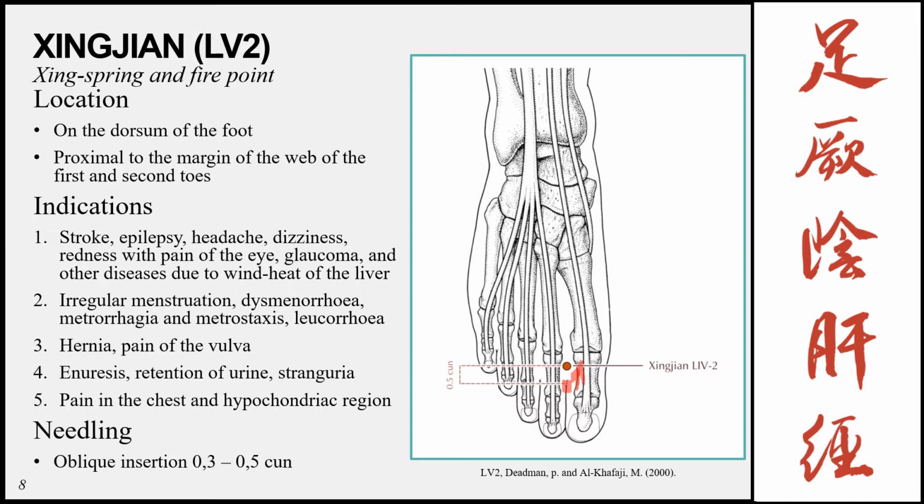XINGJIAN can be used for stroke, epilepsy, headache and dizziness, redness with pain of the eye, glaucoma, and other diseases due to wind heat of the liver. Secondly, it can be used for irregular menstruation, dysmenorrhea, metrorrhagia and metrostaxis, and leukorrhea. Thirdly, it could be used for hernia and pain of the vulva. And fourthly, for enuresis, retention of urine, and stranguria. And finally, it can be used for chest and hypochondriac pain. Needling is oblique insertion, 0.3 to 0.5 cun.